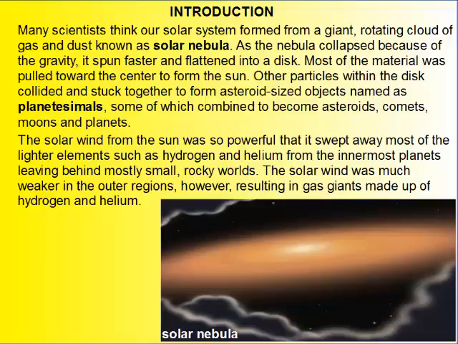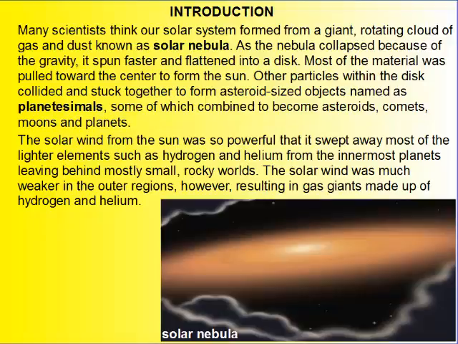Many scientists think our solar system formed from a giant rotating cloud of gas and dust known as the solar nebula. As the nebula collapsed because of gravity, it spun faster and flattened into a disk. Most of the material was pulled toward the center to form the Sun. Other particles within the disk collided and stuck together to form asteroid-sized objects named planetesimals, some of which combined to become asteroids, comets, moons, and planets.